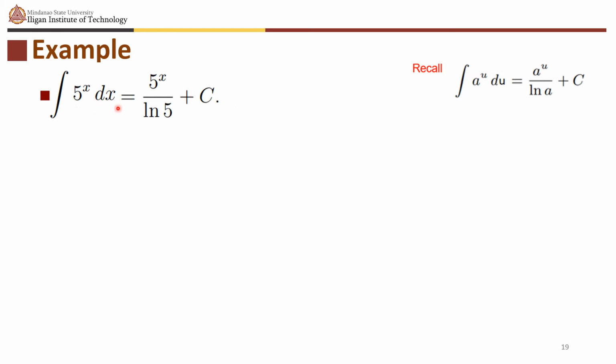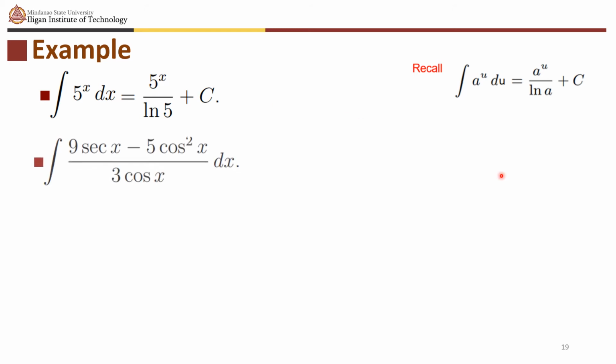Now for our next example, we have the following: the integral of 5 to the x dx. Making use of the formula, integral of a to the u du is equal to a to the u over ln of a plus c. We have here our a is 5 and our u is x. We have du is dx. So meaning to say, we can take the integral as, since our a is 5, we have 5 here to the x, our u is x, ln of a, so ln of 5 plus c.